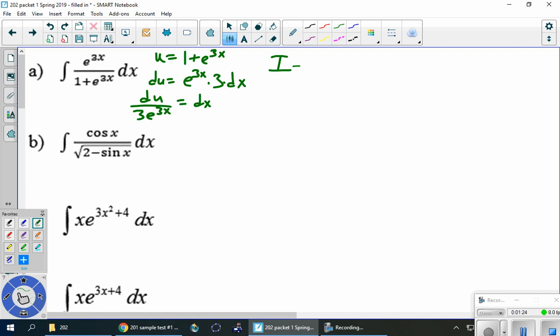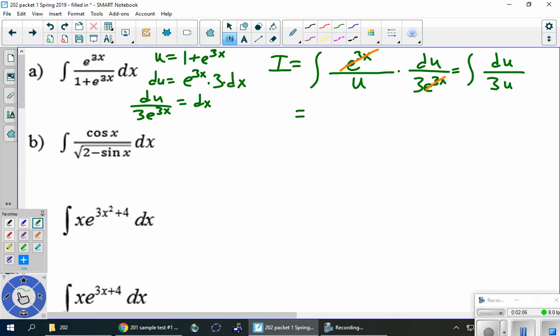So the original integral is equal to, I've got the e to the 3x on the top. The bottom has all been replaced by u, and then the dx is now being replaced by this last thing I wrote there on the left, du over 3e to the 3x. And then good things happen, because the e to the 3x is canceled. And so we're left with the much simpler integral of du over 3u.